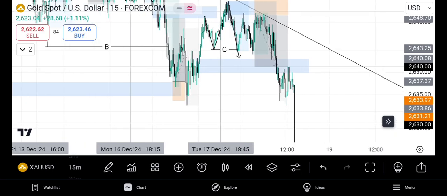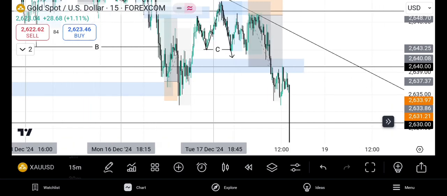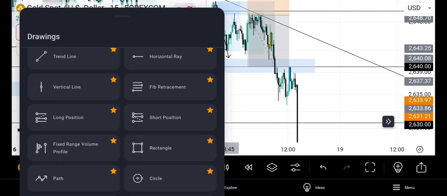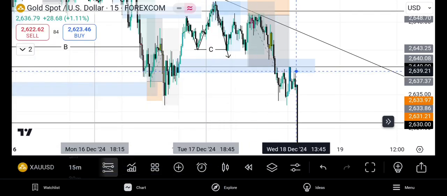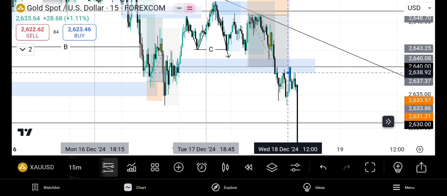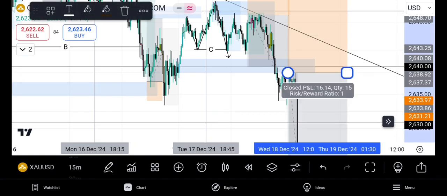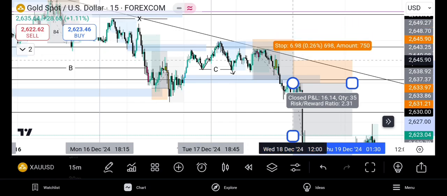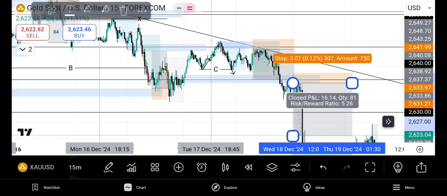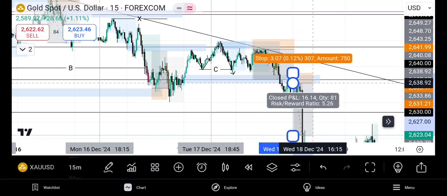So the market was still selling, and then I added another trade when the market got here. When I found out that the market was still going to be selling, and it had started reacting from this psychological level here, I took another sell.